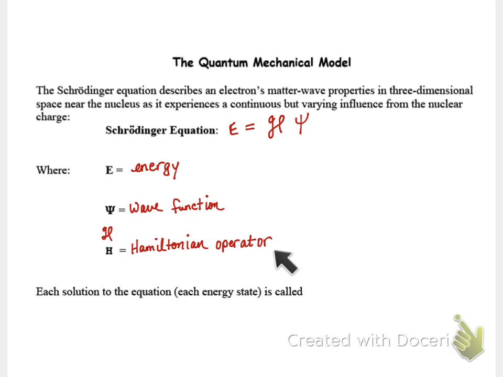We're not going to solve the Schrödinger equation. I just think it's important to see it. It involves math like matrices and linear algebra and pretty complicated math that you don't usually get to until your first or second year of college. Each solution to the equation, which is really what we're going to care about, is called an atomic orbital. And what it tells you is, where are you likely to find an electron around the nucleus?